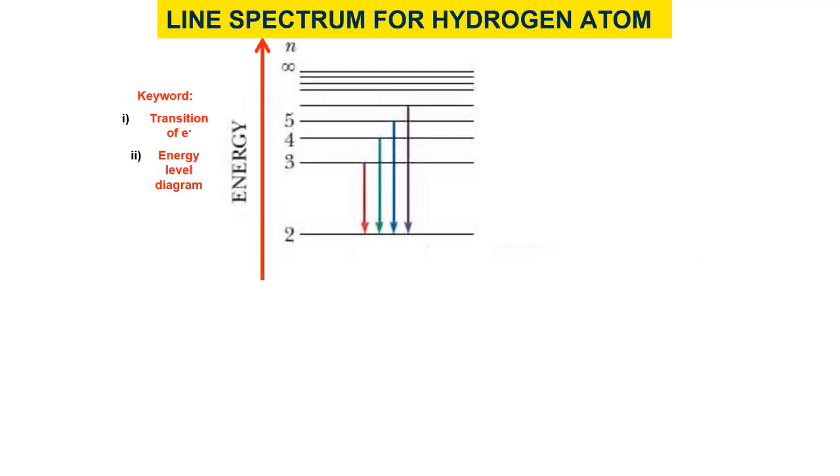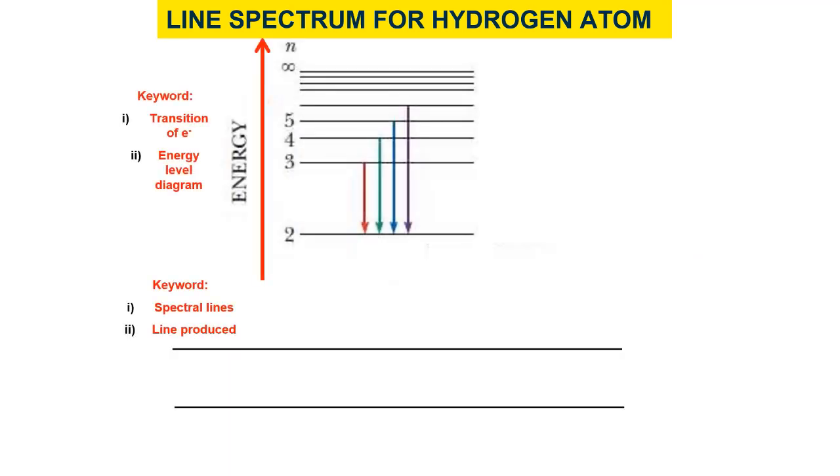There are 2 components you need here. One is the energy level diagram, another one is the line spectrum. If the question asks you to show the transitions of electrons or draw an energy level diagram, you only need this part. But if the question asks for spectral lines or lines produced, you will need to have the other part. But sometimes they can ask for both, depending on the question.